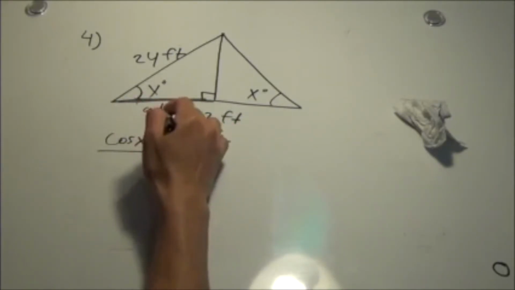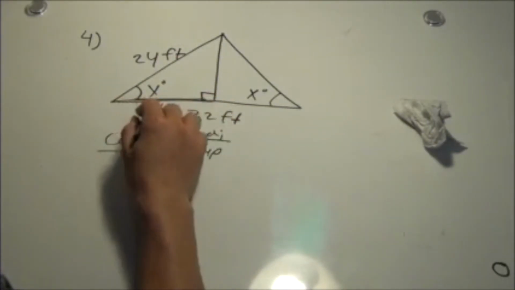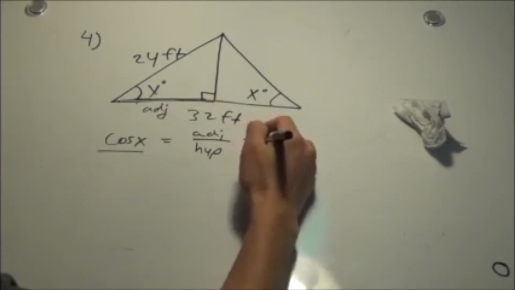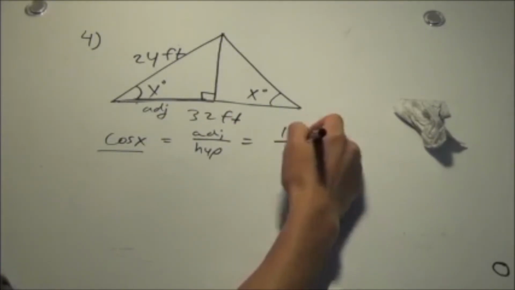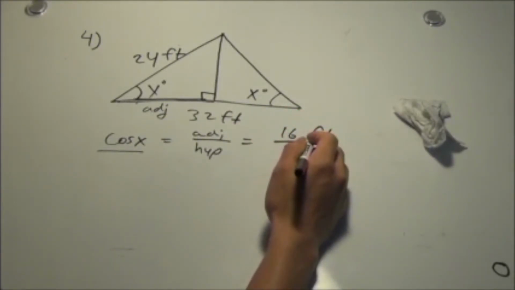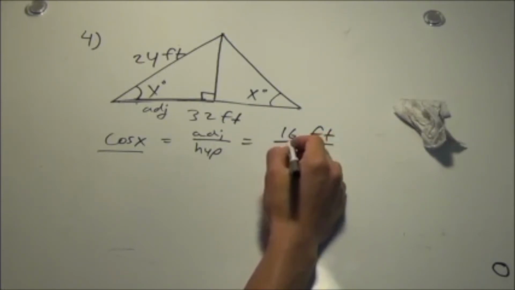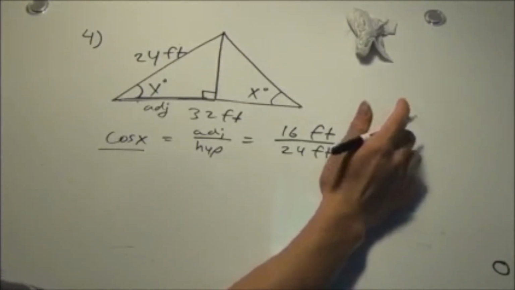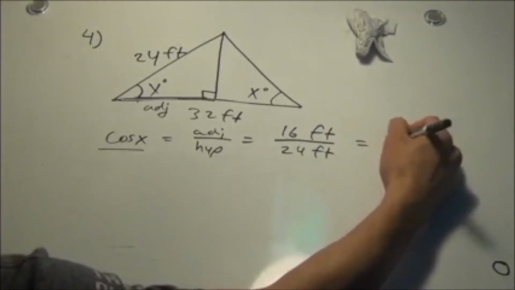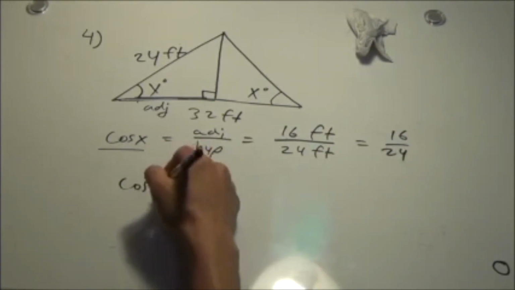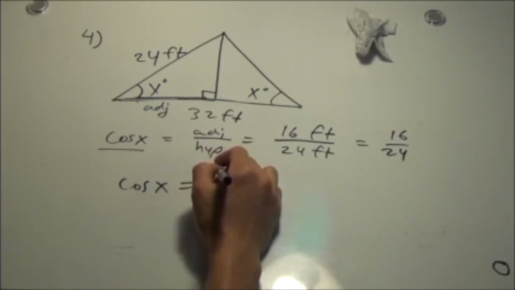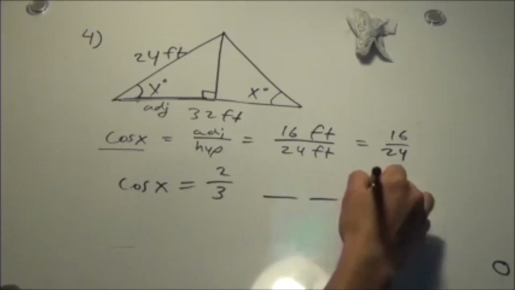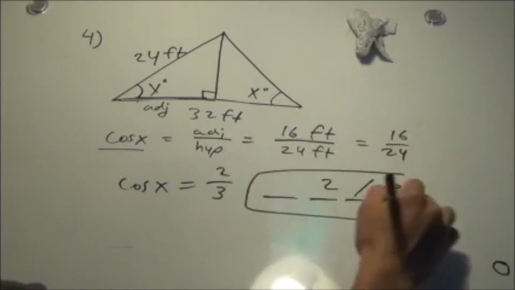That's the adjacent side. We know this whole length is 32, which means this adjacent side must be half of 32, which is 16 feet. We know the hypotenuse is 24 feet. Therefore the answer is 16 over 24, and you always want to simplify when you're on the SAT. So divide by 8 on both sides, and you get 2 over 3. You can put that in as 2 over 3. There's your answer.